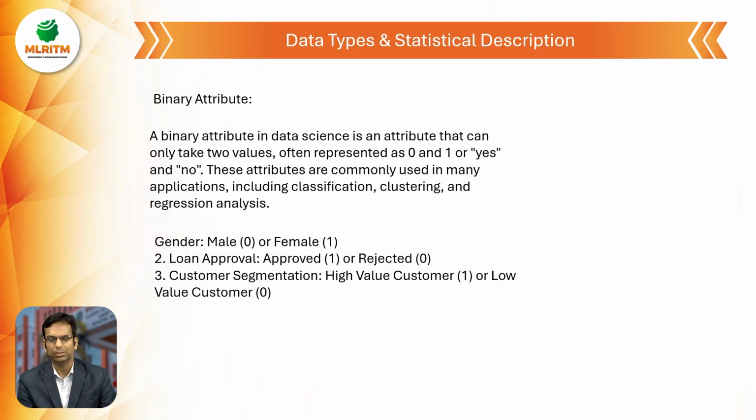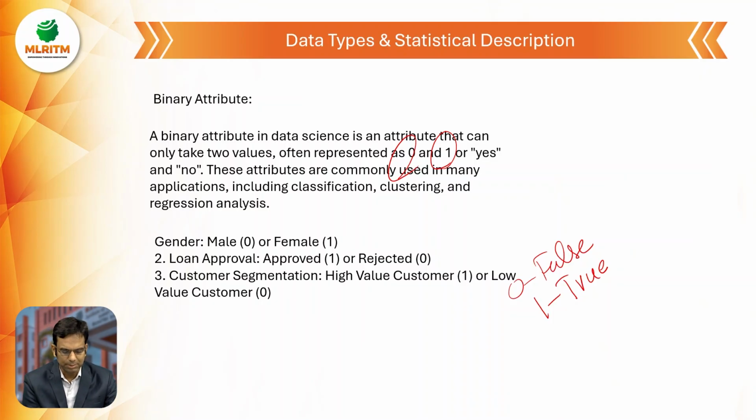Next, binary attribute. As you know, a binary attribute in data science works with the representation of 0 and 1. 0 will represent false, 1 will represent true. While you are representing a binary attribute either with a 0 or with 1, we have to proceed. Here some examples are given. Gender: male 0, female 1.